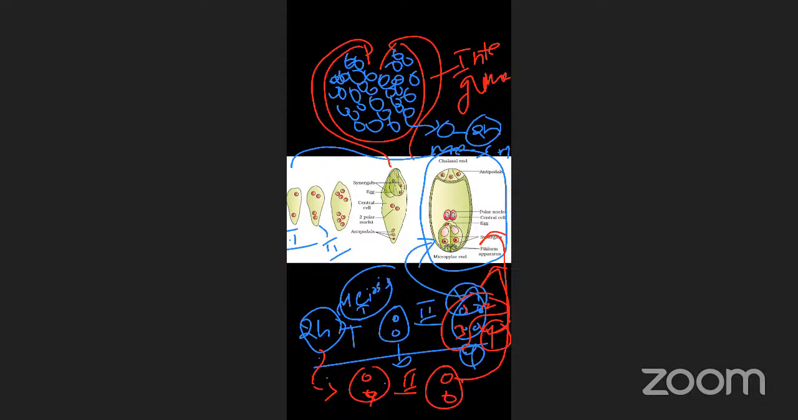Let's see one by one. The first one is monosporic development. In your diagram this type is already given as monosporic development, and clearly we can see it later. We can take them one by one.